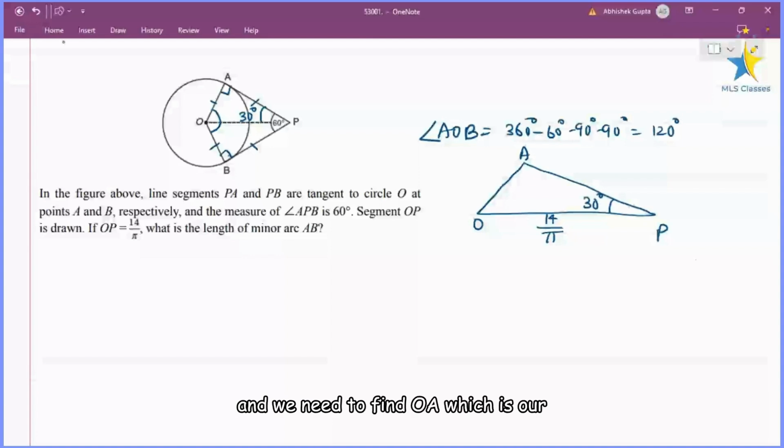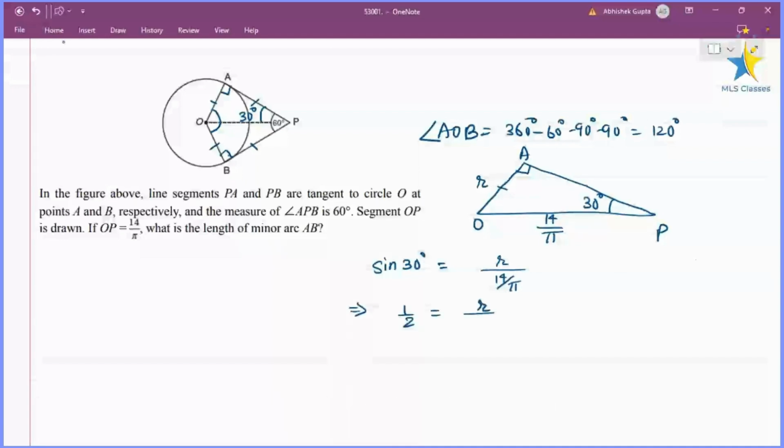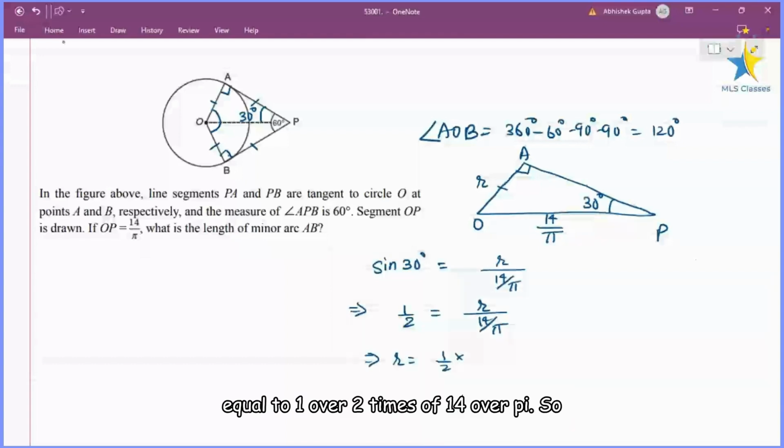And we need to find OA, which is our radius. So what we can use, you can see this angle is 90 degrees. That means OP is the hypotenuse and R is the opposite. So we can use sine 30 degrees is equal to R over 14 over pi. From here we can say sine 30 degrees value is 1 over 2 equal to R over 14 over pi. So this implies that R equals 1 over 2 times 14 over pi. So that is equal to 7 over pi.